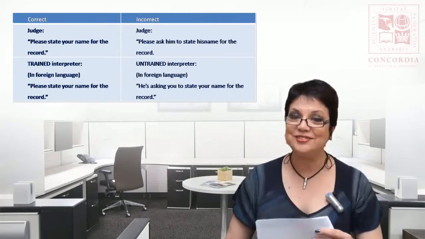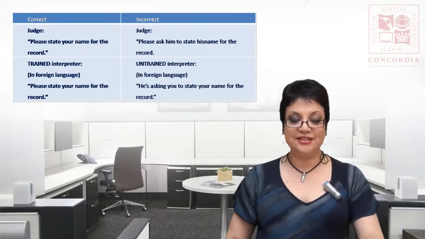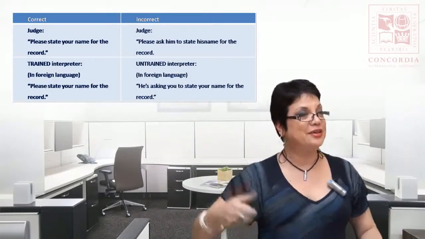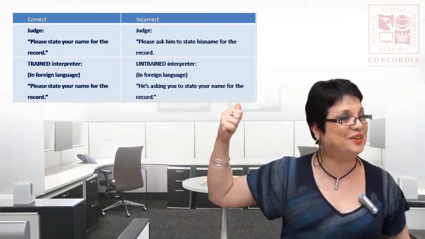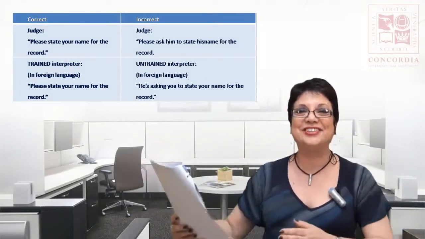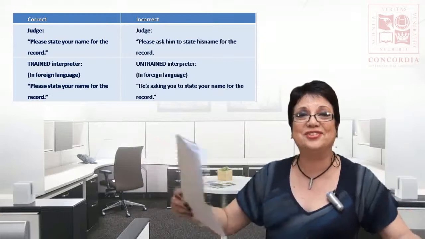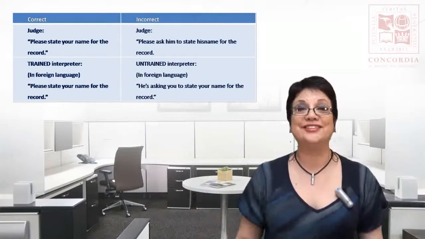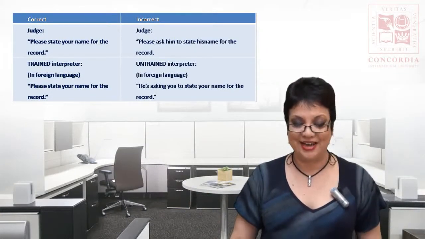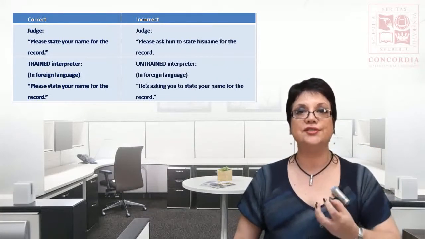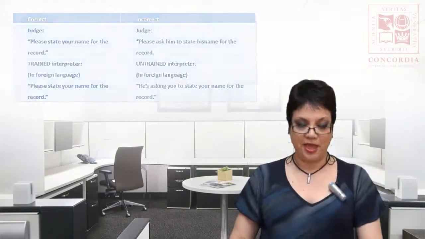A trained interpreter would say, please state your name for the record. You don't turn to the person and say, the judge is asking you about your name, because you are not transmitting, or you are not the in-between person. You are not his friend. You are not the judge's assistant. You are the translator, interpreter, better said. So you have to use the exact language and the pronoun the judge is saying.